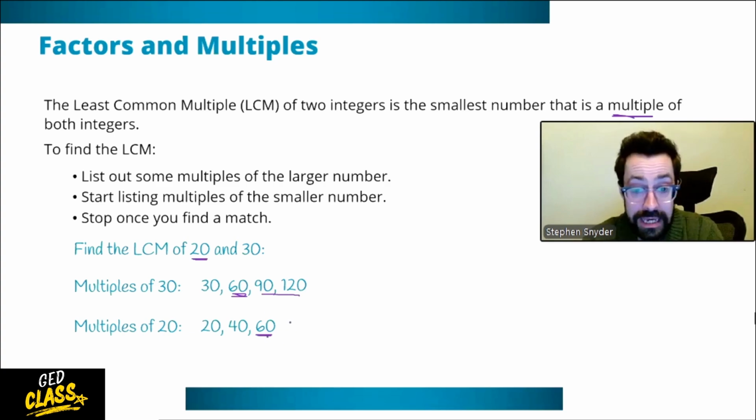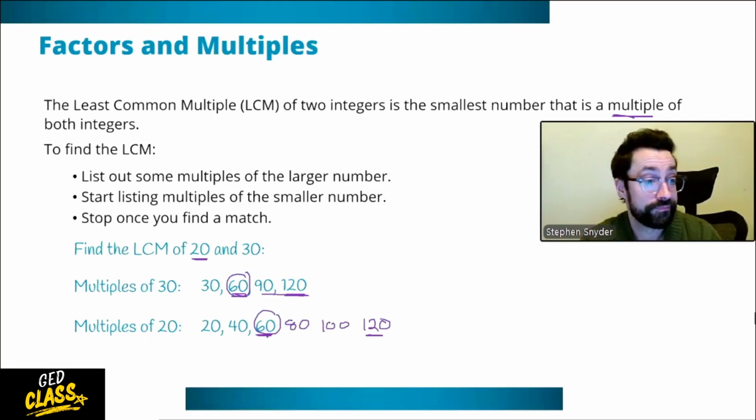Of course, again, we could keep going. And they are going to match back up at 120. 120 would indeed be another common multiple, but it's not going to be the smallest common multiple, right? So we can just stop as soon as we get it. All right, good.